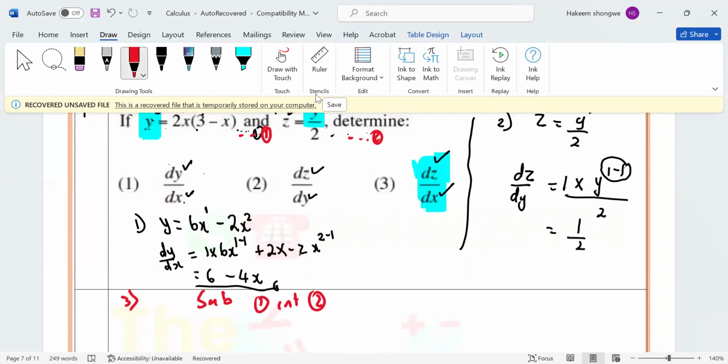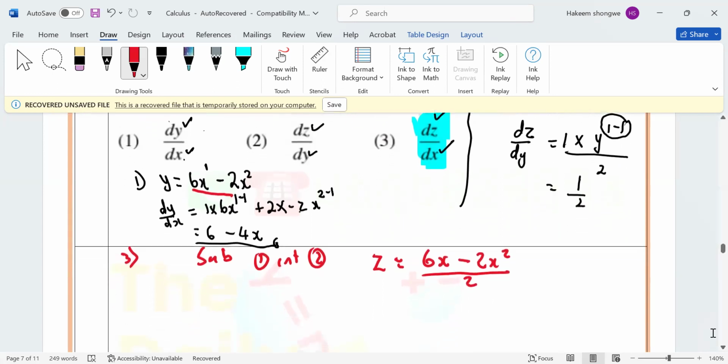You are going to have z, which is going to be equal to, instead of y, we're going to put a simplified version of it. This one, you see this one? We have 6x minus 2x squared, all over 2. Now, we can separate this one. Both of them are all over 2. It's like saying you can have 6 all over 2 times x, minus 2 all over 2 times x squared. Does that make sense?